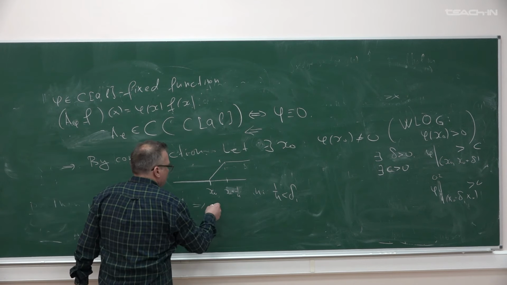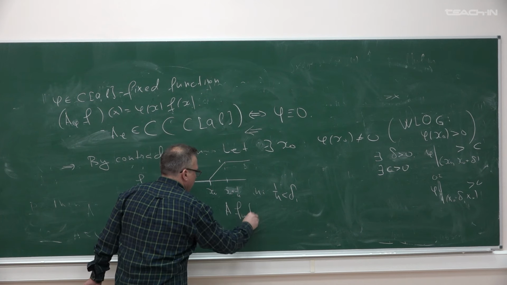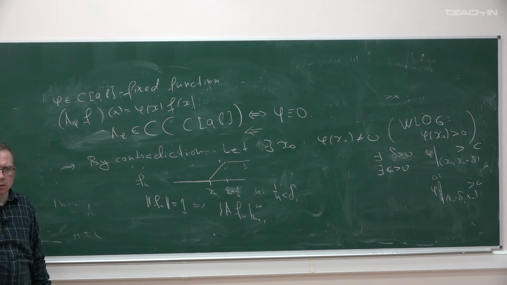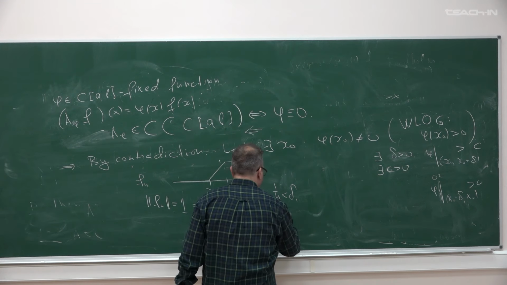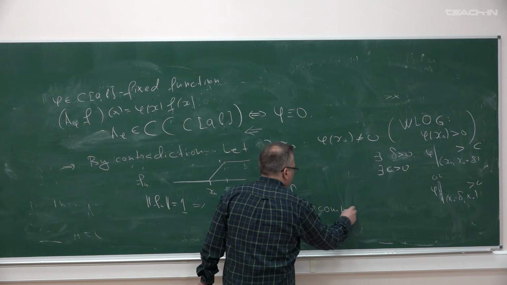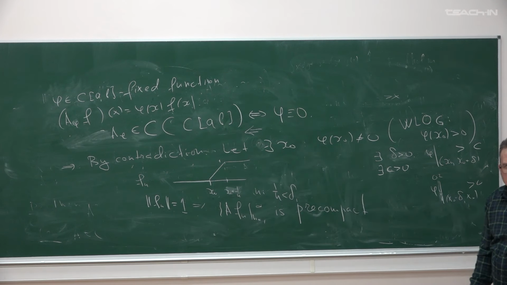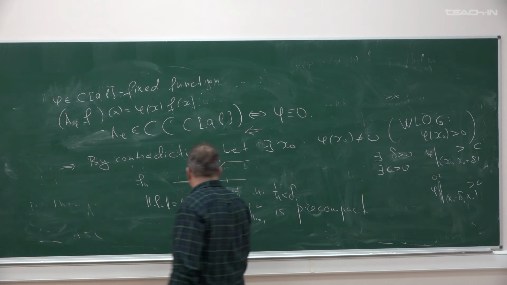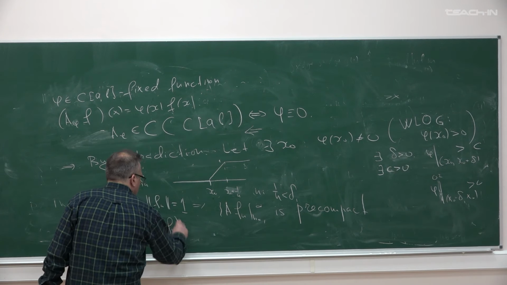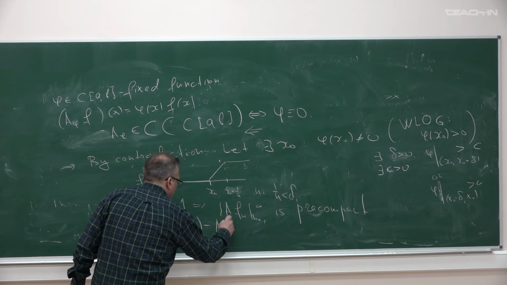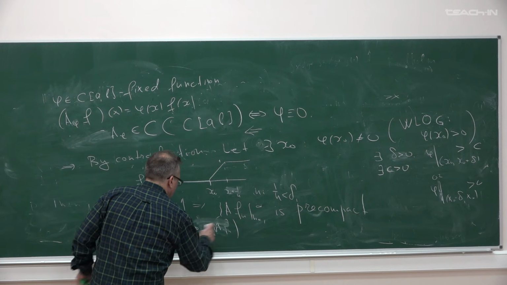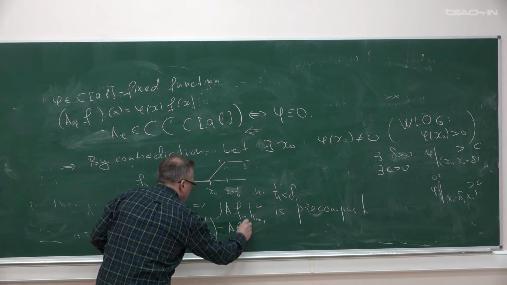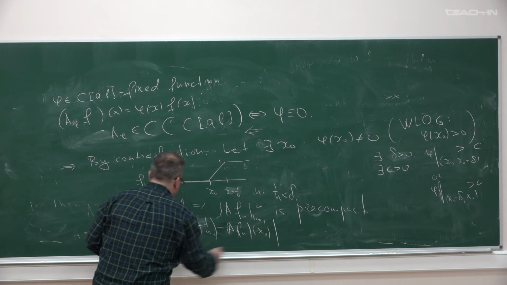The maximum. So if operator A is compact, then this set is what type? What can you say about this set? Precompact. It is precompact. So it is equicontinuous. What can you say about this difference?